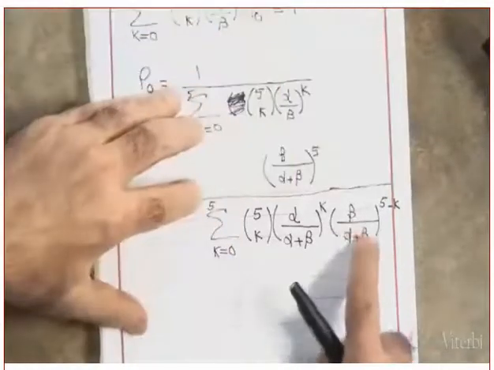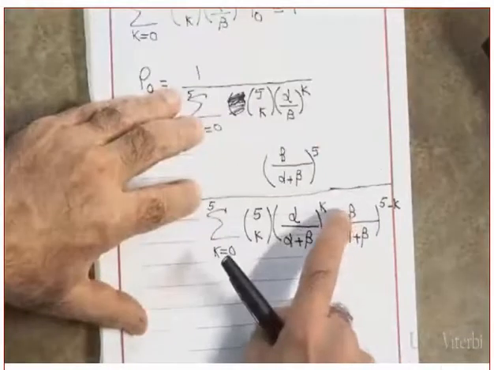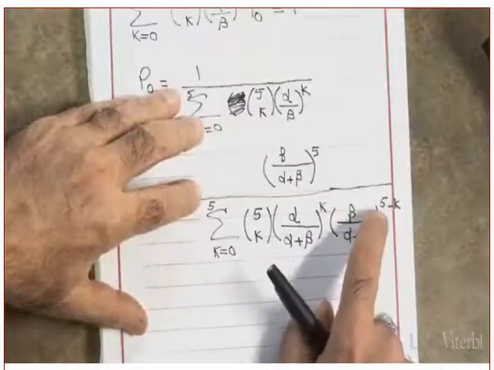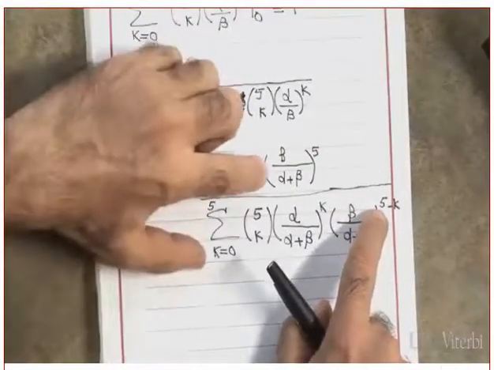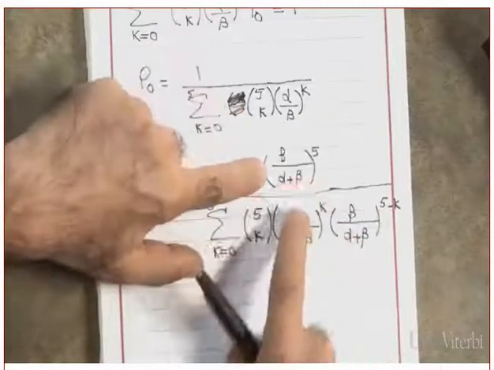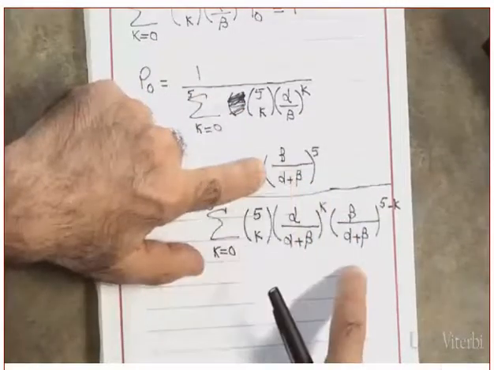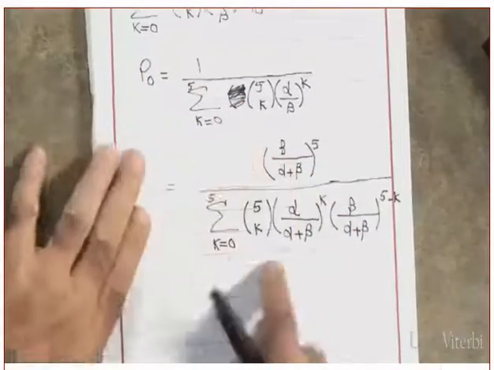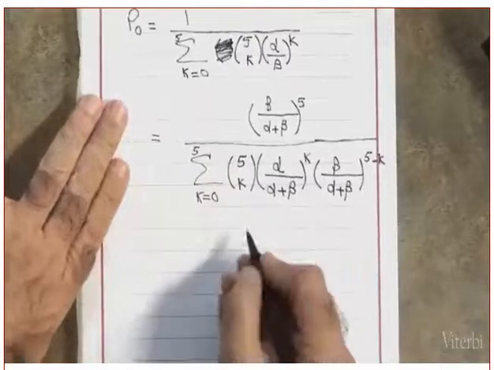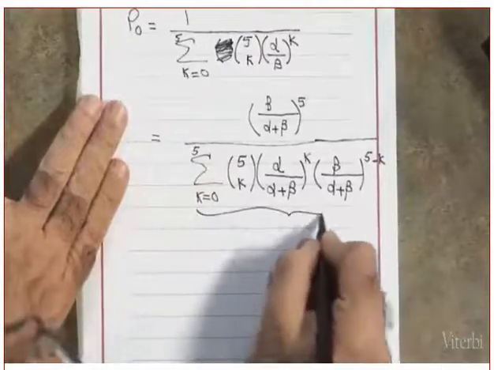So what remains in here that I added is what? Beta over alpha plus beta to the what? 5. I need to multiply with this because that term is not here, so that they cancel. Clear? Now what is the denominator? Can you tell me what is the denominator equal to?